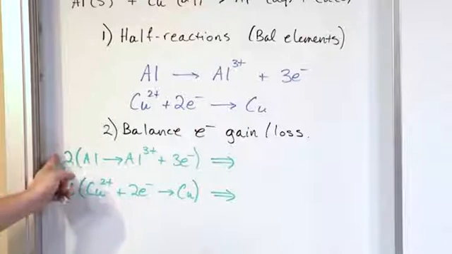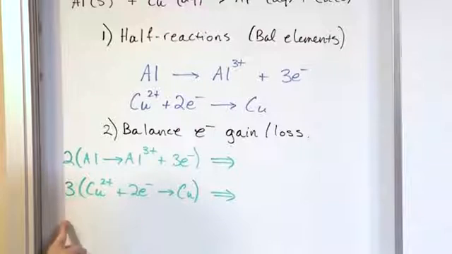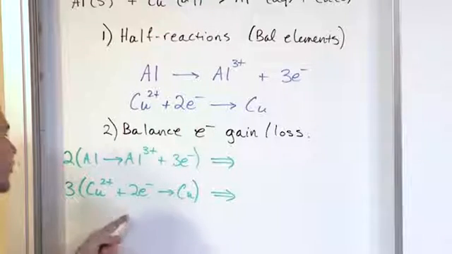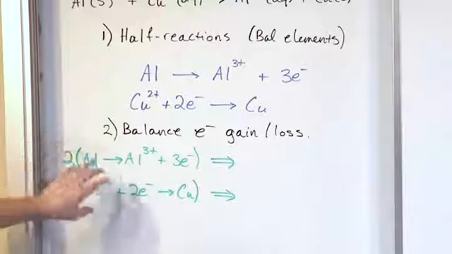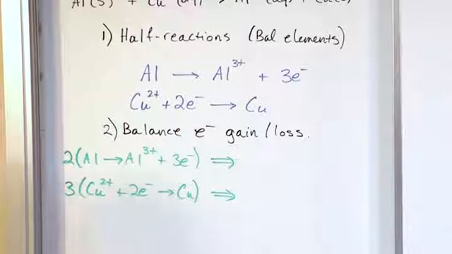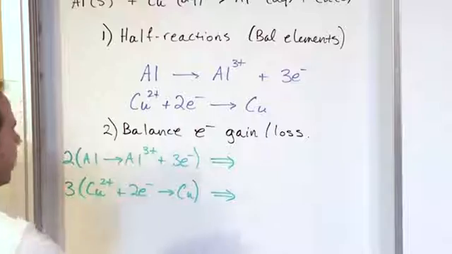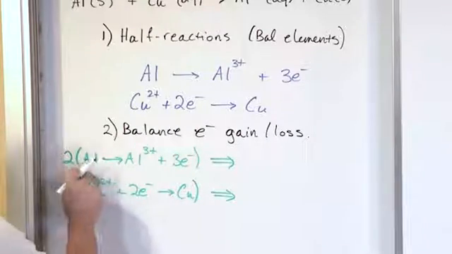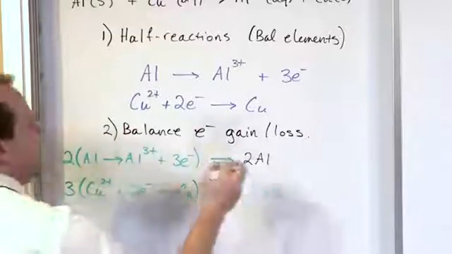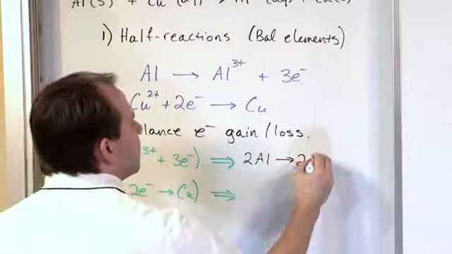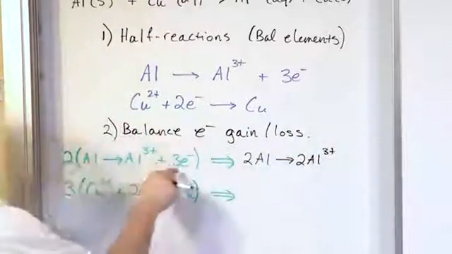You can use any numbers you want. You just have to make sure that you're trying to get the same number on the left and on the right, and you want to choose the smallest numbers you can to balance the gain and the loss. We'll get more experience with that as we do more problems. Now as we work on the top one, we have 2 aluminums giving 2 aluminum ions and then giving 6 electrons.